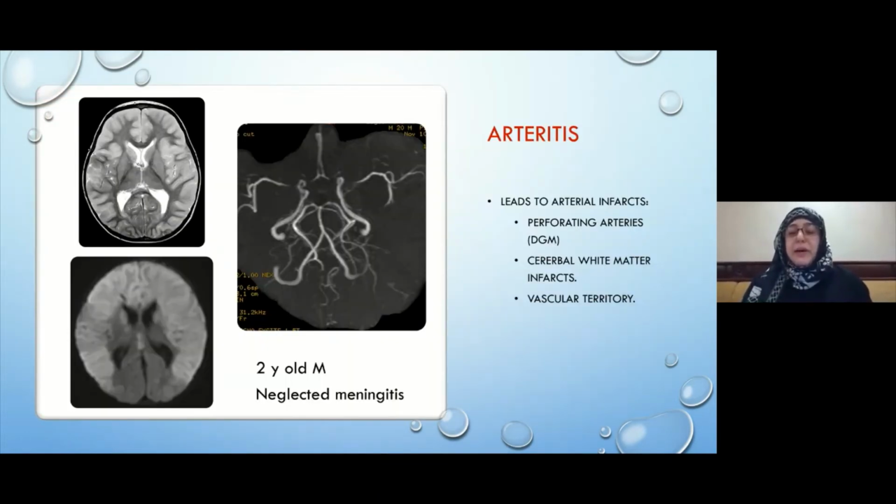Arteritis as part of vasculitis can involve perforating arteries leading to lacunar infarcts, especially at the basal ganglia or watershed areas, but it can also affect the larger arteries, and this will lead to territorial infarctions, and if they are large and many, it has grave consequences.